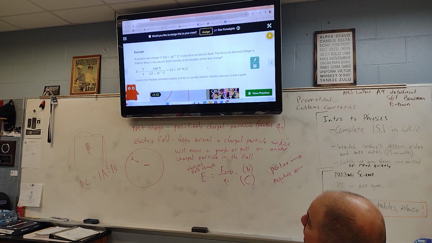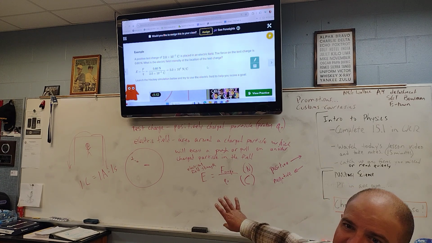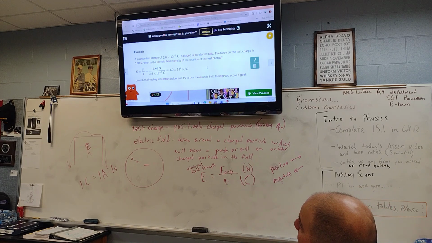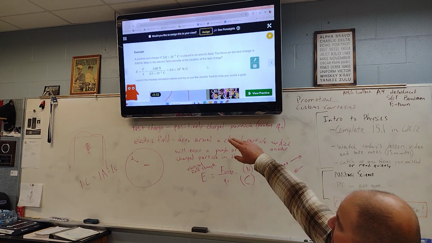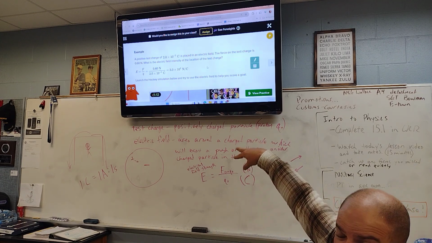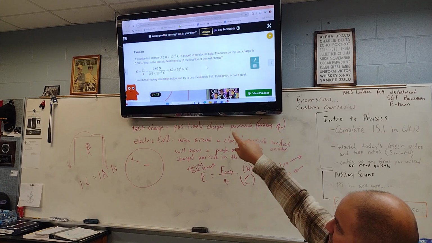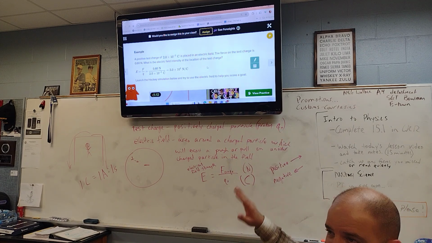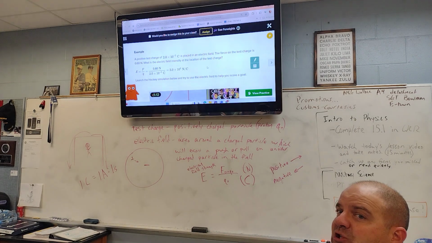All right. 2 times 10 to the negative fifth coulombs is placed in an electric field. So we have an electric field generated. We put a test charge in there. The force on the test charge is 0.6 newtons. And you can see, to find the intensity or strength of the electric field, they just plug it into the formula. So go ahead and do that too. Just like that. I know it shows the answer, but go ahead and put it in.